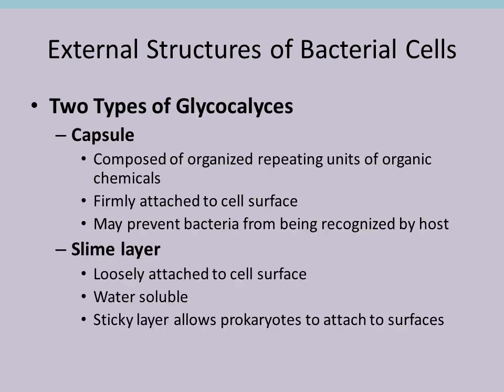There are two different types of glycocalyces. There's the capsule and then there's the slime layer. The capsule tends to be very firmly attached to that cell surface, and it's an advantage to the bacteria to have a capsule, especially if it is a pathogenic organism. Pathogenic means that it's going to cause disease.